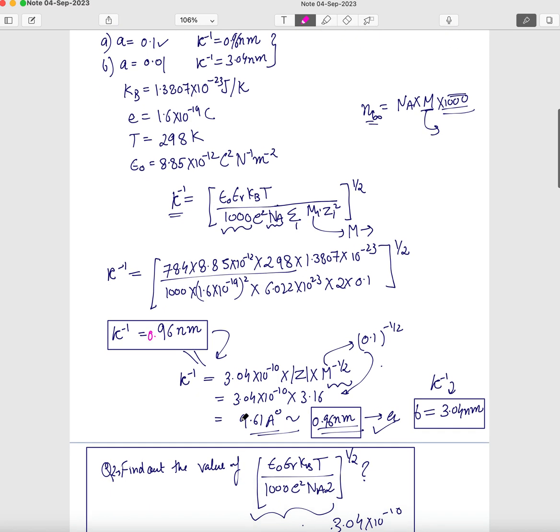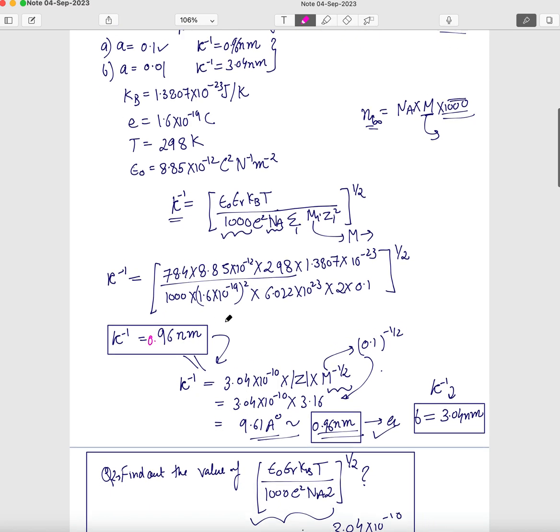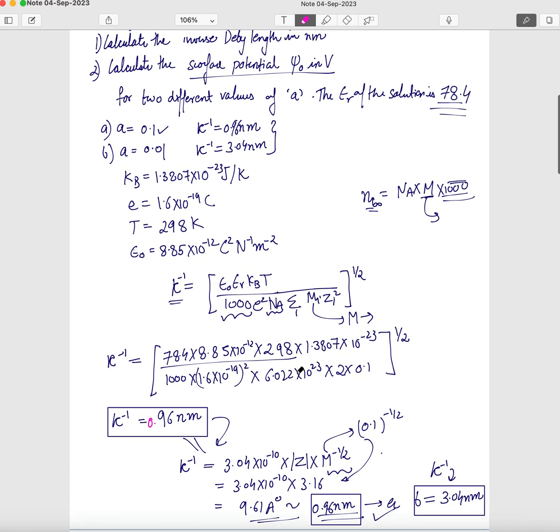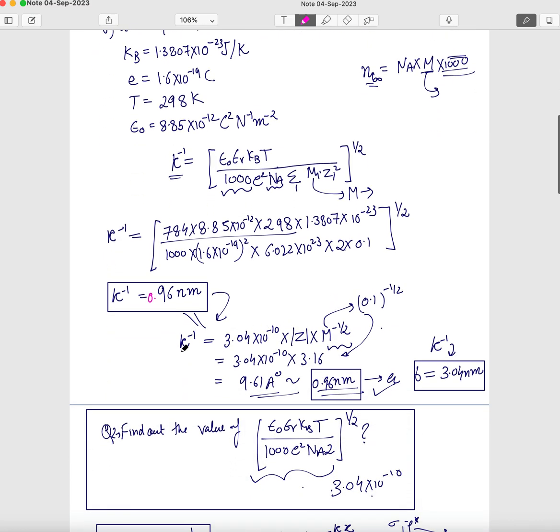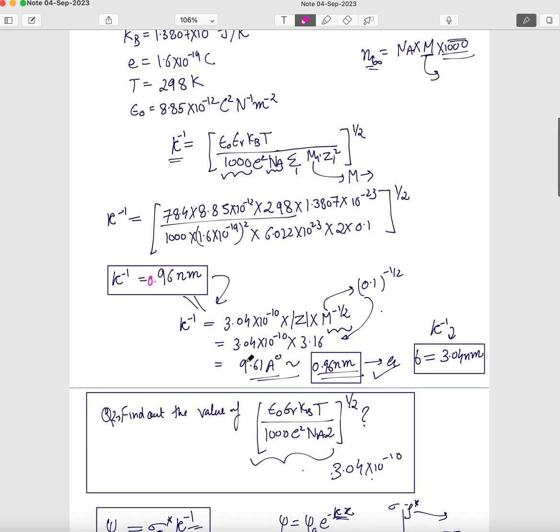After solving this, we also verified it using the formula given in the lecture. You can calculate this constant when epsilon is around 78.5, and the only things kappa depends on are Z and the molarity M of the solution. From here we found it to be 0.96 nanometer, and we verified that both formulas give the same answer. So that is the solution for case A.